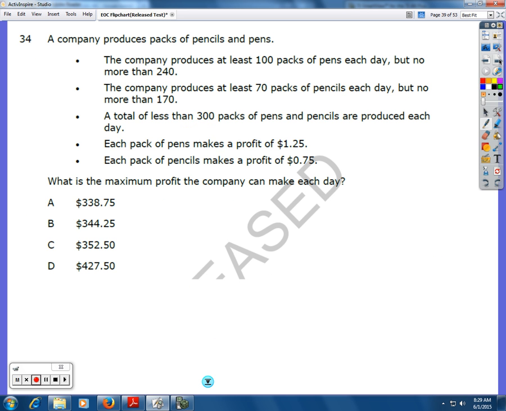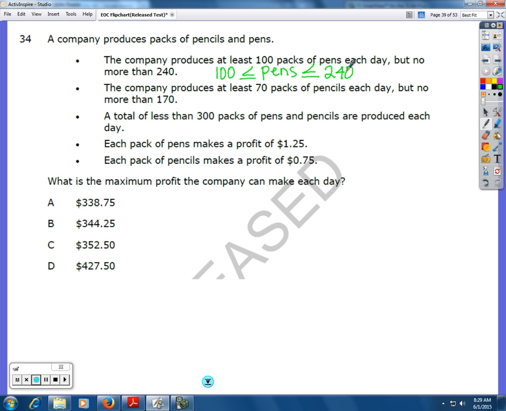All right, next, I also noticed that I missed 34 and 35, so we're going to go back and do those. 34, a company produces packs of pencils and pens. The company produces at least 100 packs of pens each day, but no more than 240. So as I read these statements, I'm going to write out a little shorthand version. So for pens, it says they produce at least 100 packs, but no more than, so less than or equal to 240 each day.